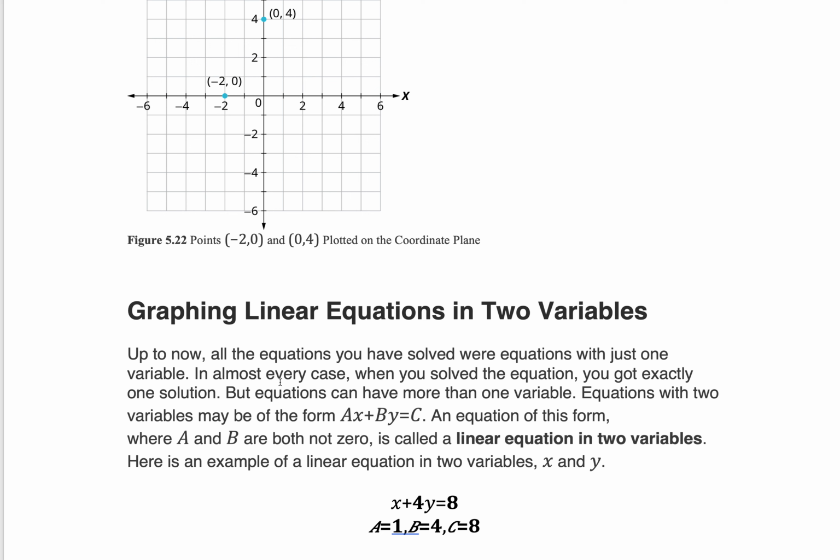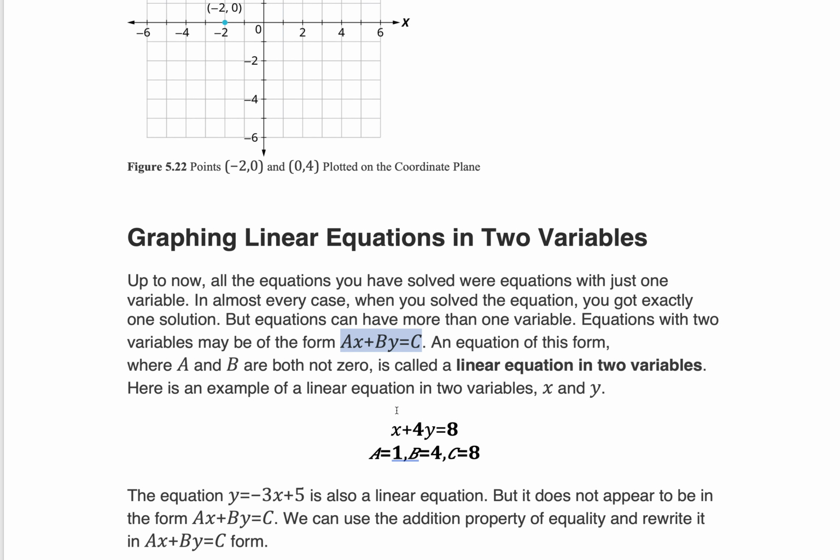Okay. So some basic things on linear equations. Usually we consider this fashion: Ax plus By equals C as the standard form of a linear equation with two variables. And with numbers, hopefully it's a little easier to see: x plus 4y equals 8.